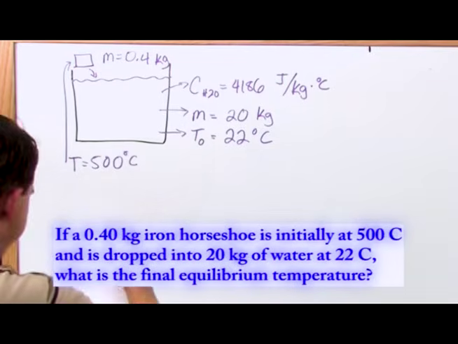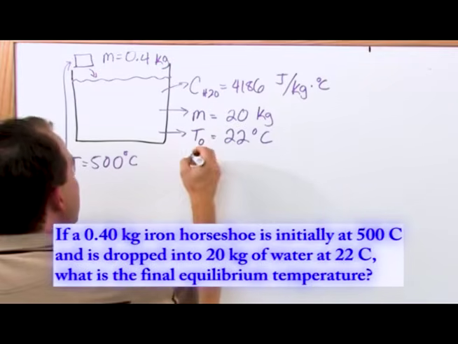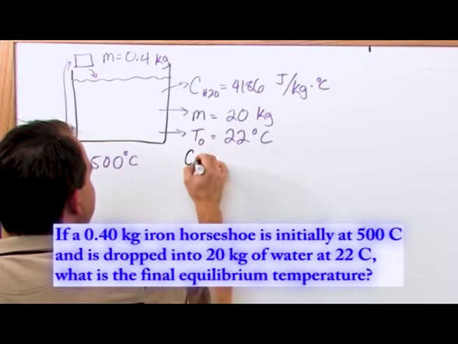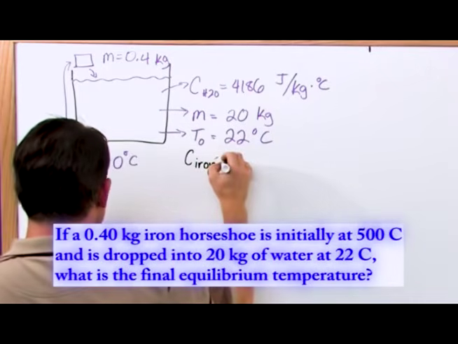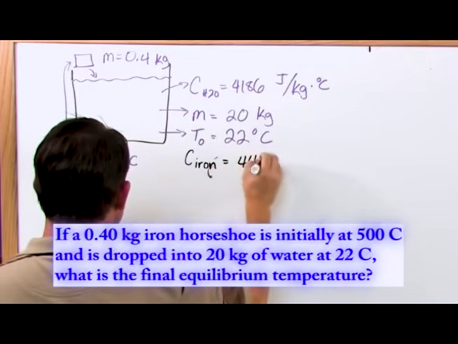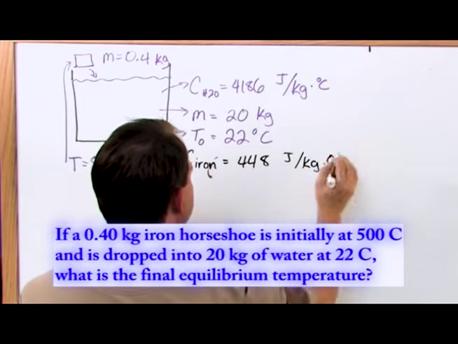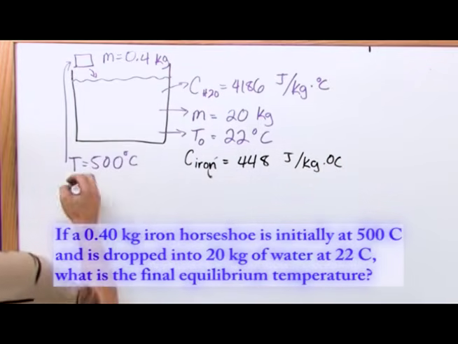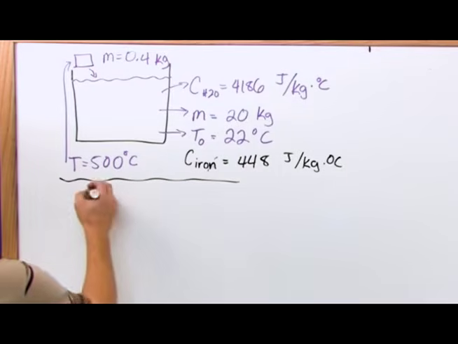Okay, so the only way to proceed is to write down what you know. One more thing we know is the specific heat of iron, because you're going to need that since it's an iron horseshoe. Just look it up from your book. It is 448 joules per kilogram degrees Celsius. So what we need to do is start using our knowledge and writing some equations down.